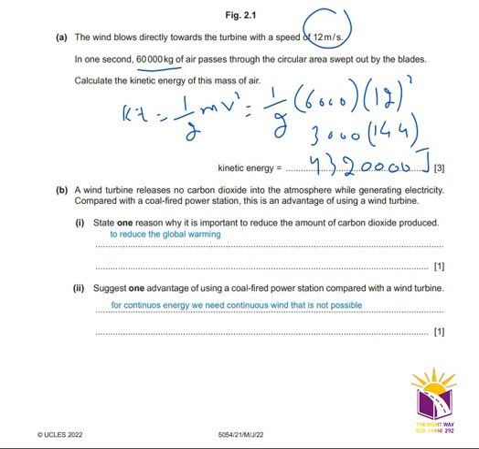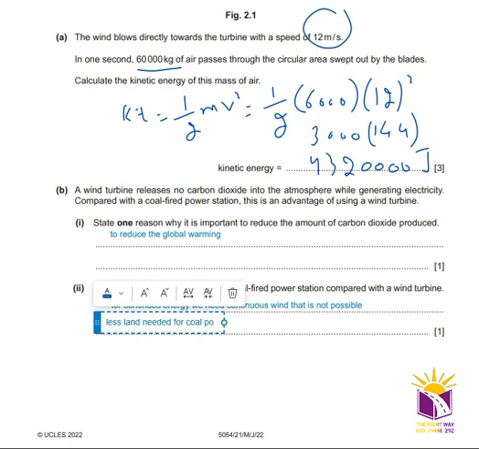What other options could we have? We could also write that for the production of power, we need less area, less land needed for a coal power station. You can write any one of these. For continuous energy we need continuous wind, that is not possible. Less land needed for the coal power station.